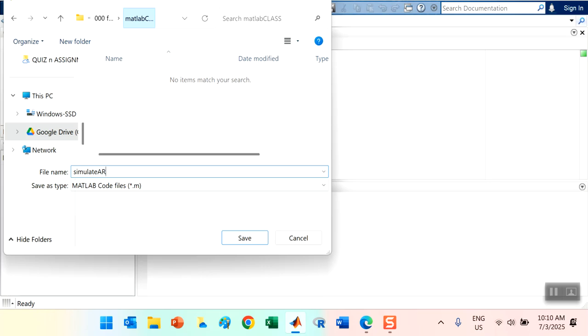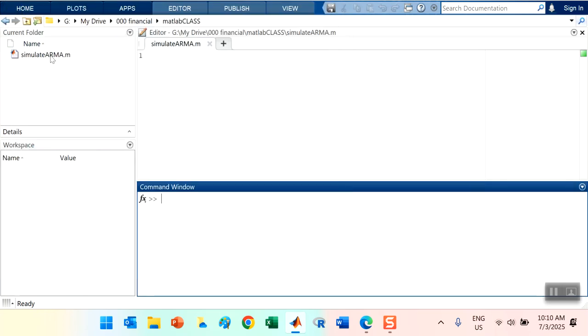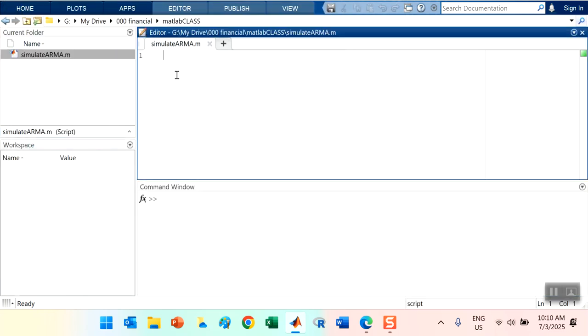This is simulate ARMA, a .m file, which is a MATLAB file. So then this is the file we have. Now there are several functions we're going to use here, and we're going to look at them one by one. So first of all, we can just put the statement: simulation AR1 model.